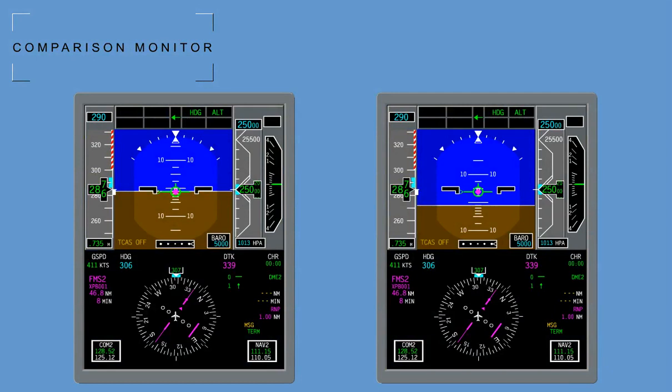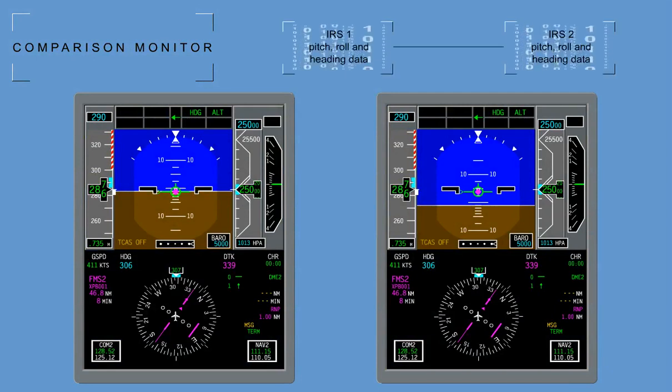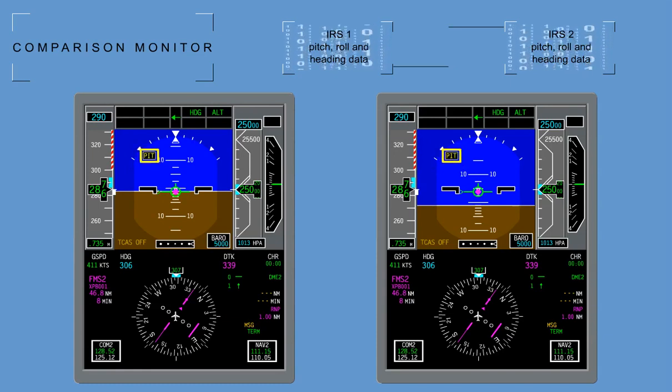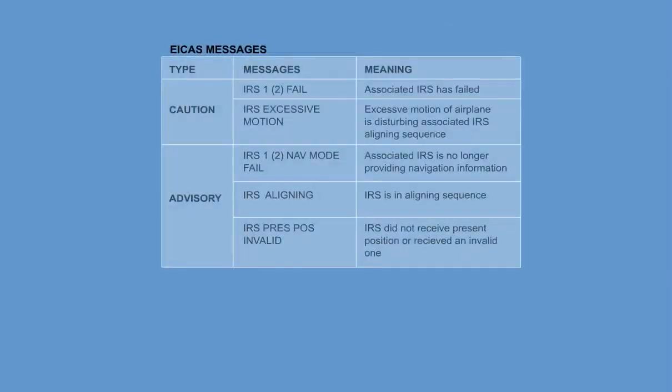Comparison monitor. The comparison monitor detects a miscomparison between IRS-1 and 2, pitch, roll, and heading data. When data miscompare is beyond limits, the enunciation is displayed. The following EFIS messages will be displayed in the cockpit.